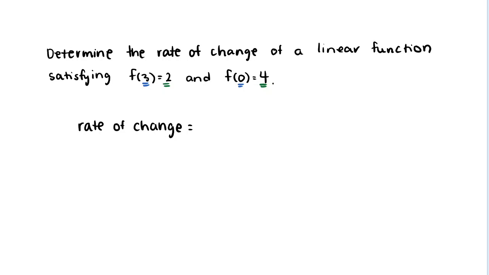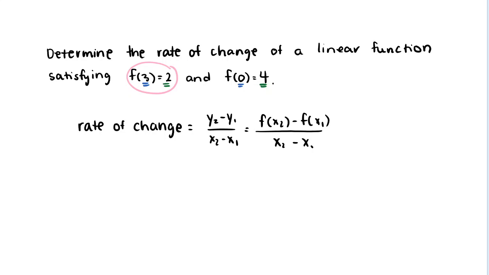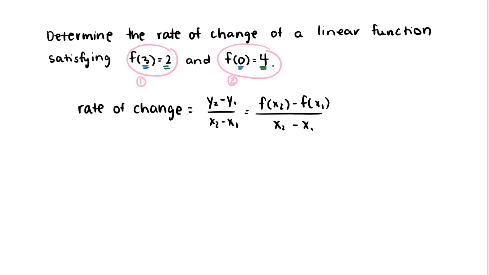right, it's the change in the output divided by the change in the input, and we listed that as y2 take away y1 over x2 take away x1. We can also write this as f of x2 take away f of x1 divided by x2 take away x1, right? This is the slope of this linear function. And here I can think of this piece of information as an ordered pair, maybe my first one, and this piece of information as another ordered pair, maybe a second ordered pair. And I can use this to compute the rate of change for this function.